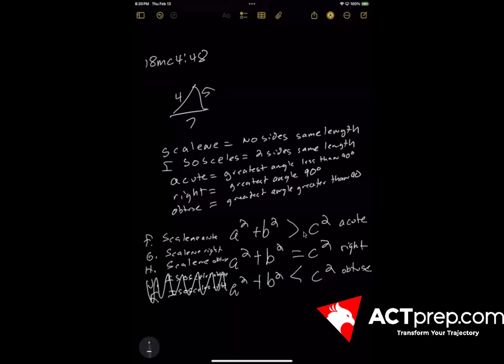And so we can just square 4, which is 16, and 5, which is 25, and 7, which is 49. And we know that 49 is greater than 16 plus 25, meaning that we have an obtuse triangle, which is answer H.